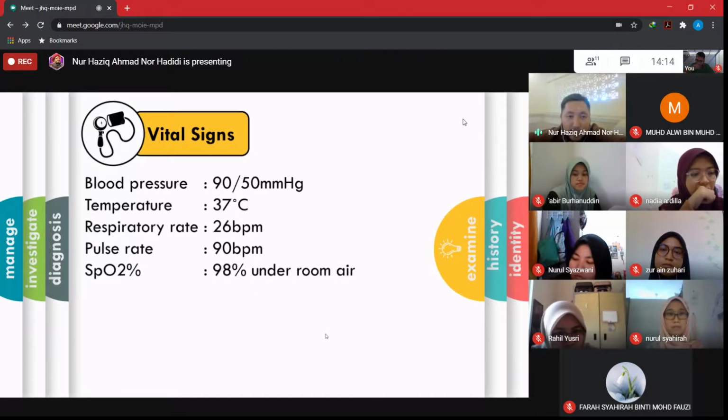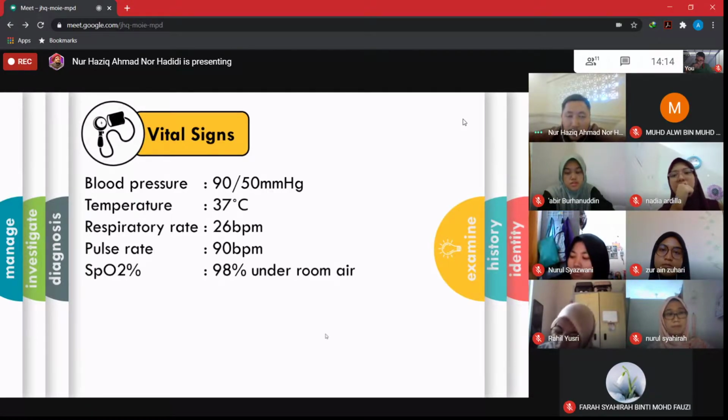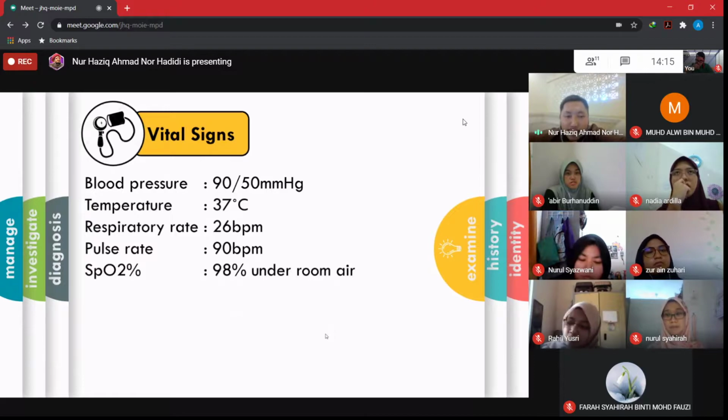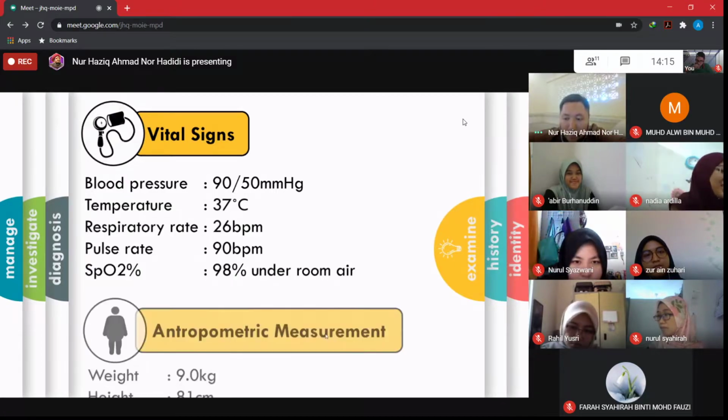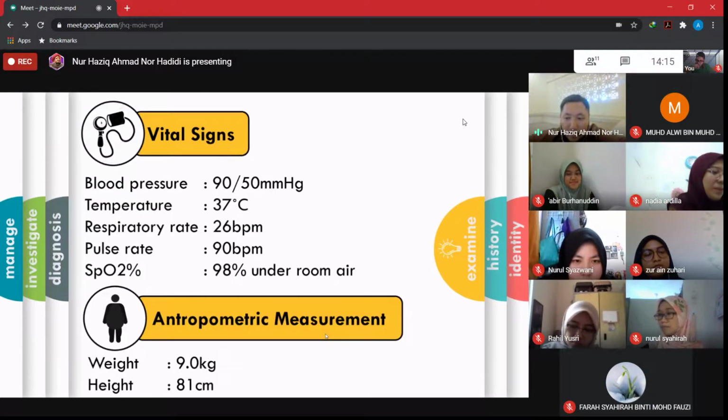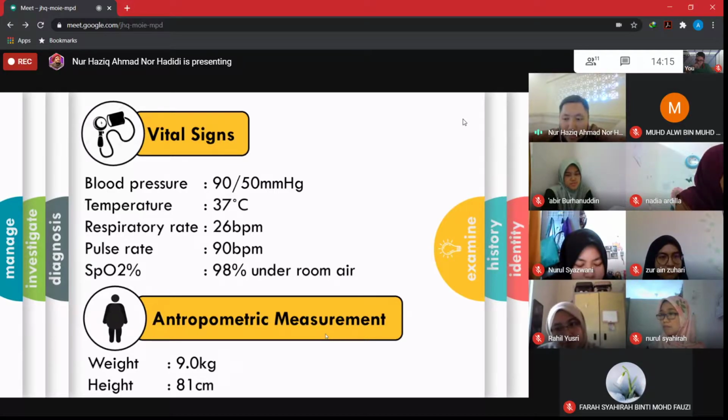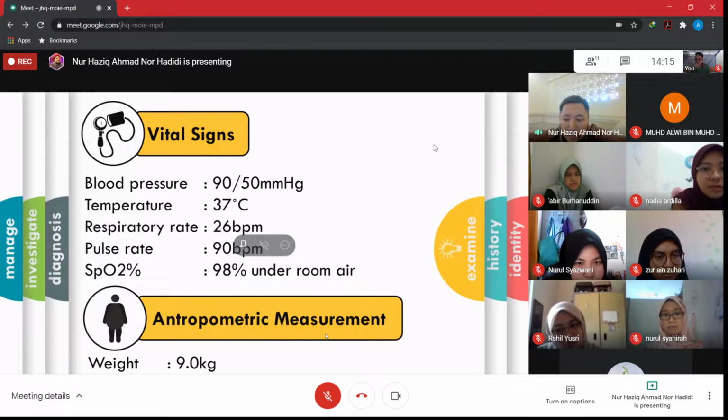So for the vital signs, the blood pressure is about 80, slightly hypotensive. For the temperature, normal at 37, respiratory rate about 26, high. For the pulse rate, about 90 beats per minute. SpO2 is 98 under room air. For the anthropometric measurement, the weight is about 9 kilograms, below the third centile, and the length is 81 centimeters, between the third to 10th centile.